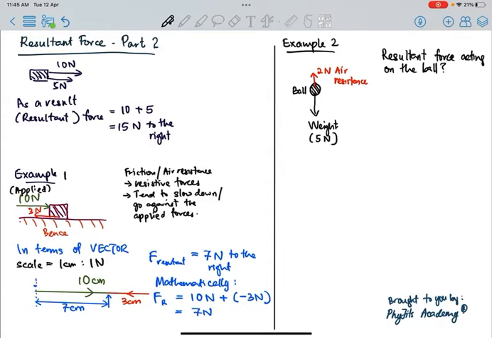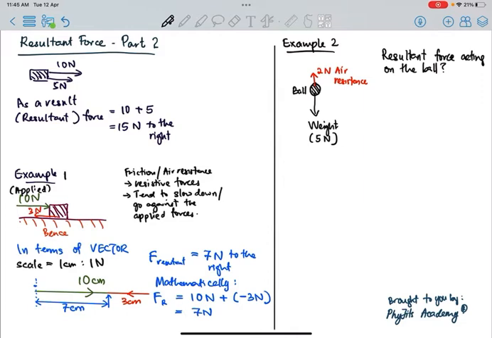Right? So we know that there are forces acting onto the ball. So what are the forces? There is weight and there is also air resistance. So those are the forces. But what is the result of the forces that are acting onto the ball? The result will be: there is 5 Newton downwards and there is a 2 Newton upwards.